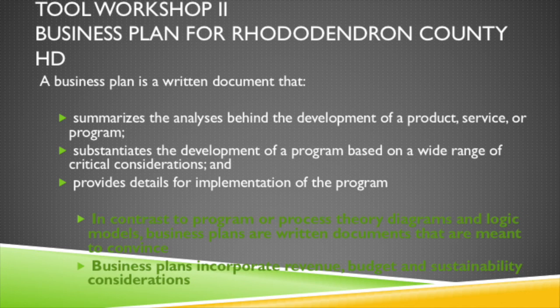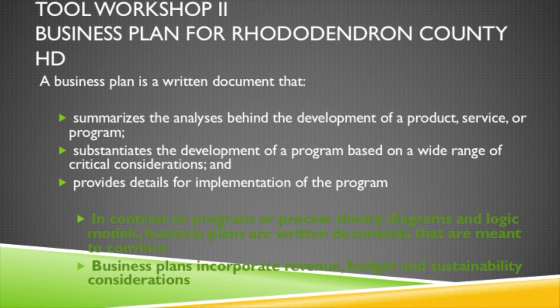So these are ways that you can drive your service and products to match and align with your own organization ethics. So this is a very key point, and I want to really drive this home: in contrast to the program and process theory diagrams and logic models that we've discussed, a business plan is a written document that is meant to convince, right? It's to convince your stakeholder why this nonprofit organization needs to exist, why the community, your consumers, need this service, product, or program. And it is to incorporate the revenue, the budget, and sustainability of this program or service and or this new public health campaign.